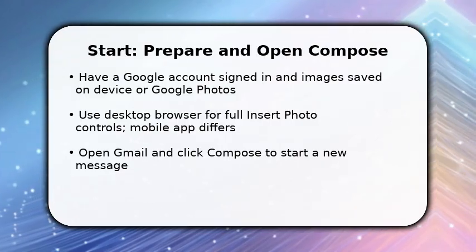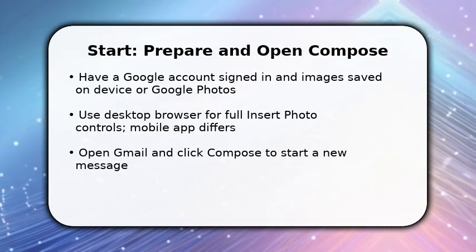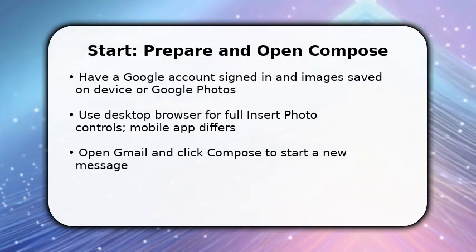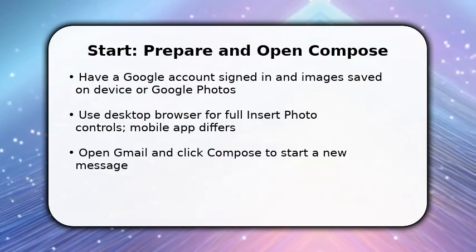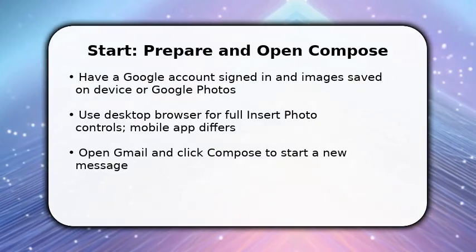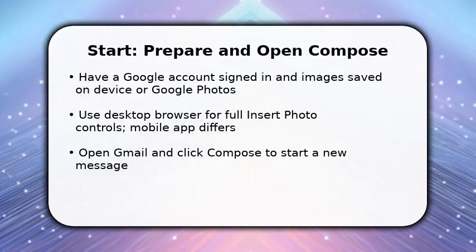Once the Compose window is ready, look at the formatting toolbar below the subject line and find the Insert Photo icon. It's the only reliable way to place a picture inline. Click Insert Photo, then choose the source, Upload, Google Photos, or by URL. Make sure the image file is accessible before proceeding.